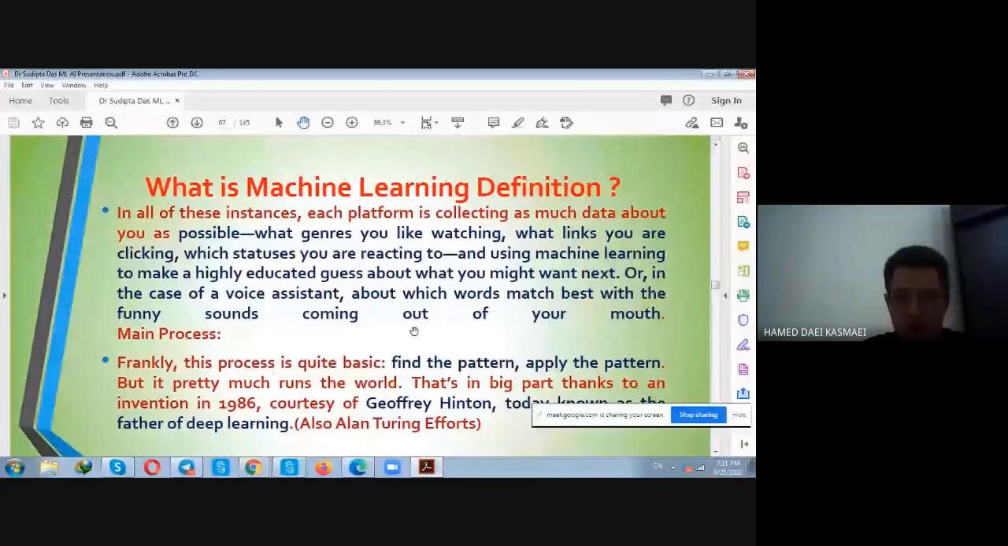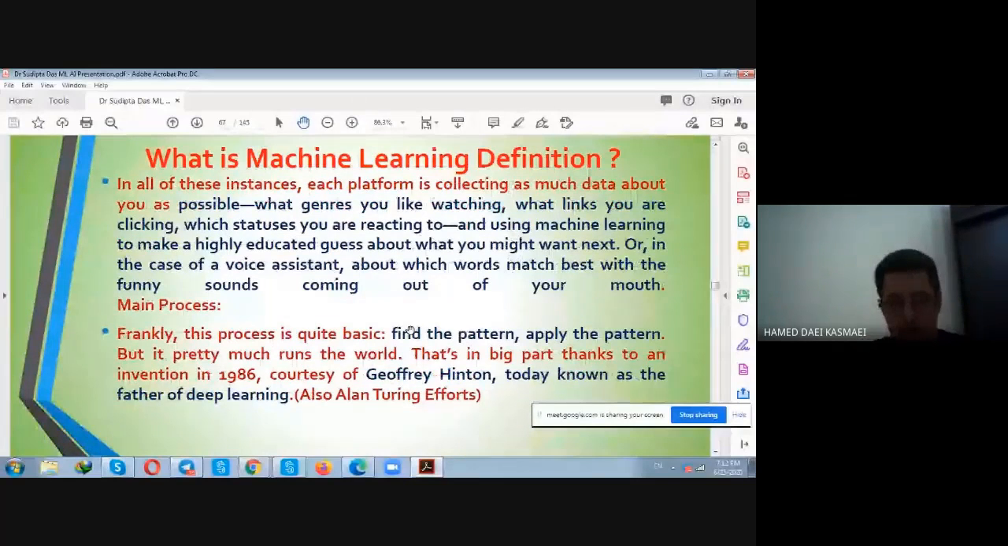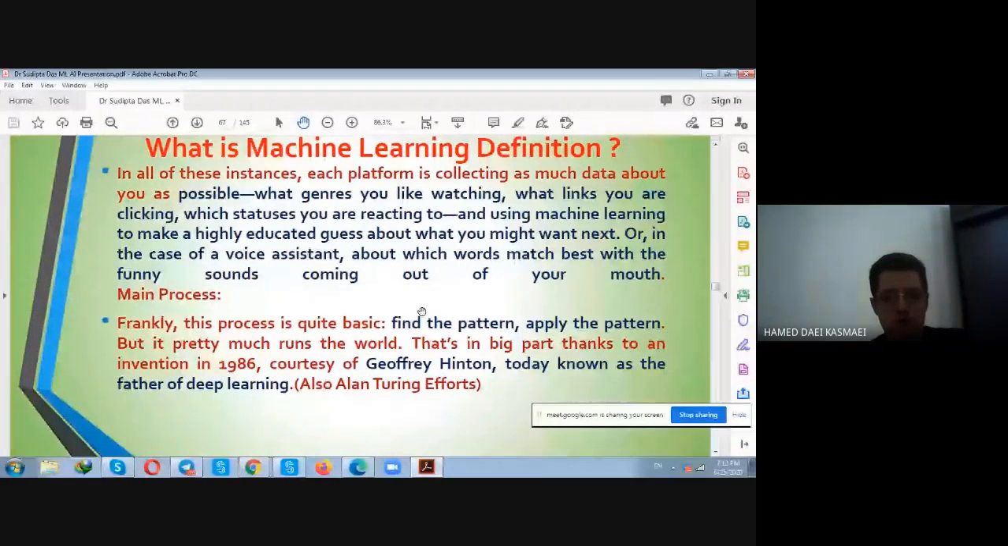That's in big part thanks to an invention in 1986, courtesy of Geoffrey Hinton, today known as the father of deep learning, or DL, and also Alan Turing. The late Alan Turing was killed, but he was a very great scientist, one of the fathers of computational intelligence. Okay, so you need to know about that history later.